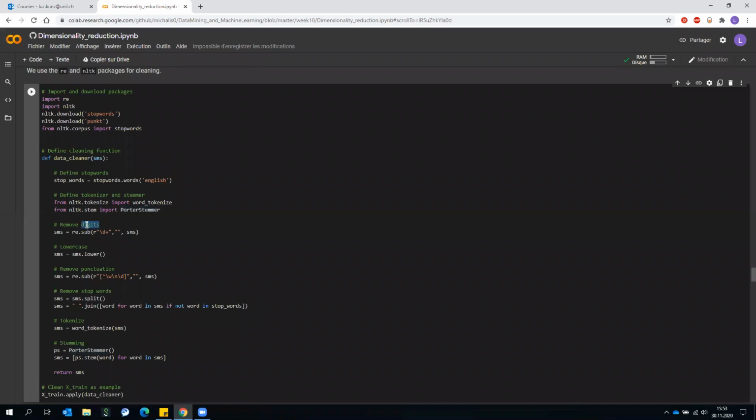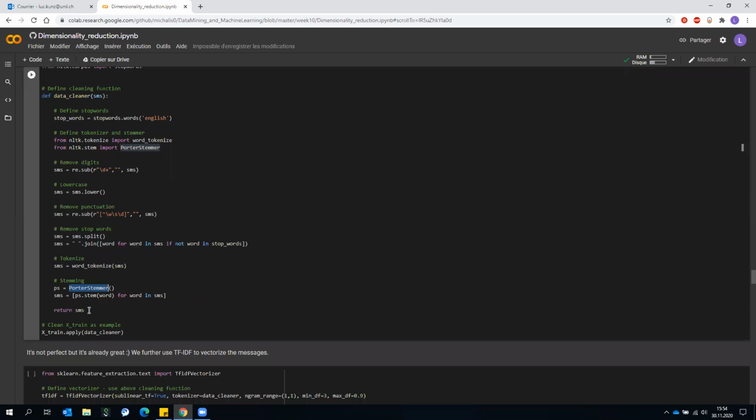We remove the digits. We lowercase using lower. We remove the punctuation. We remove the stop words. We tokenize using the tokenizer we imported from NLTK. We do stemming using the Porter stemmer, and then we return it.